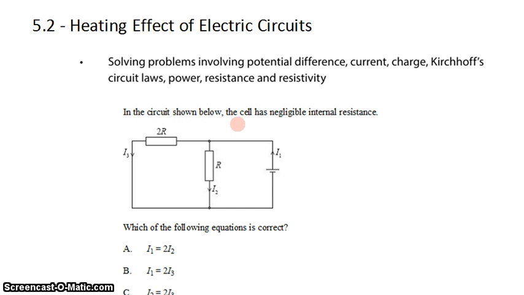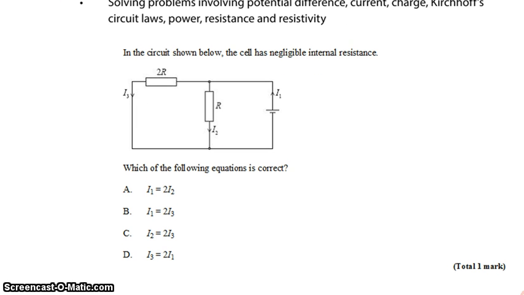In this circuit, the cell has negligible internal resistance. We want to know which of the following relationships between the current through branch 2 and the current through branch 3 and the current through branch 1 is correct.